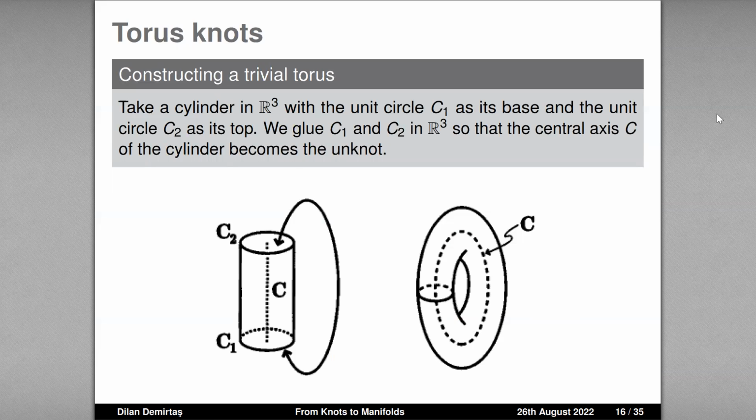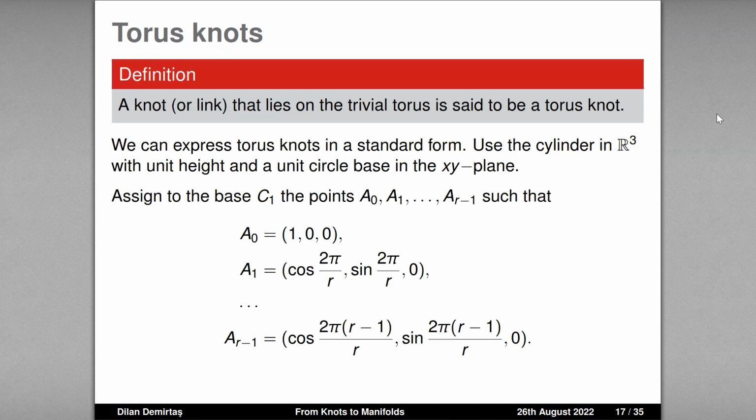We take a cylinder in R3 with the unit circle C1 as its base and the unit circle C2 as its top. To define the trivial torus, we connect them such that the central axis C becomes the unknot. So that way we have our trivial torus. And a knot or link that lies on the trivial torus is said to be a torus knot or link.